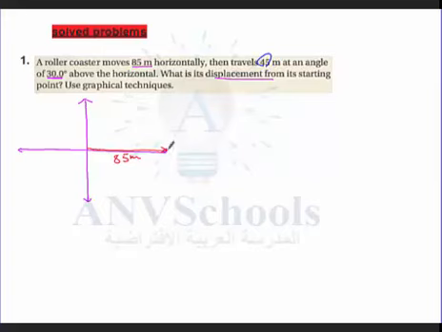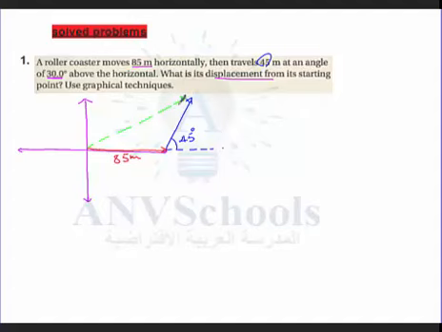It starts to travel at an angle above the horizontal. So we want to find the displacement of this object graphically. What is a displacement? A displacement is a line drawn from the starting point to the ending point. This is the displacement of the object.